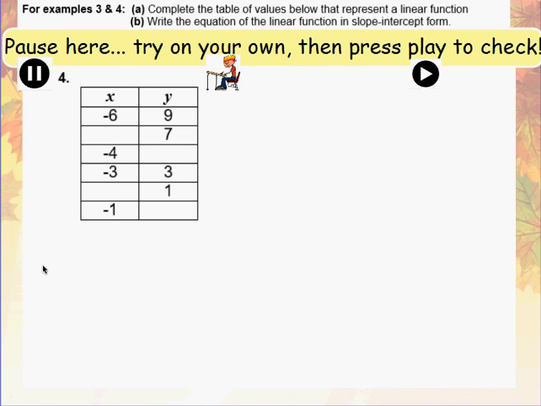Now would be a great time to pause the video, try this problem on your own, and then press play to check your answer. Please use problem 3 to help you.